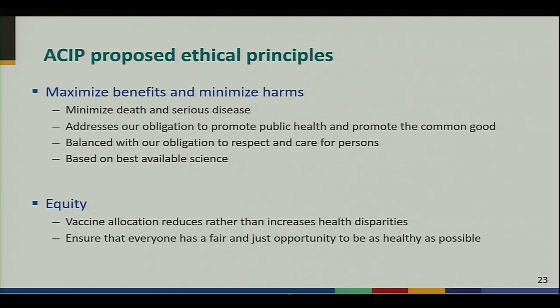First, to maximize benefits and minimize harms. This includes minimizing death and serious disease, to address our obligation to promote public health and promote the common good, balancing with our obligation to respond and care for persons, and based on the best available science. Next, for the equity principle, this will help orient discussions to make sure that vaccine allocation reduces rather than increases health disparities, and to ensure that everyone has a fair and just opportunity to be as healthy as possible. Next slide.